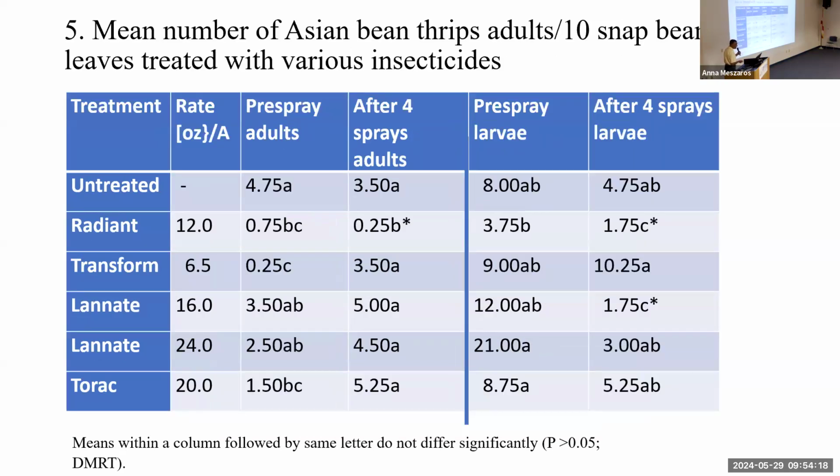Here, this one is for Asian bean thrips adults. We see that only Lanate and Radiant significantly reduced these Asian bean thrips adults.